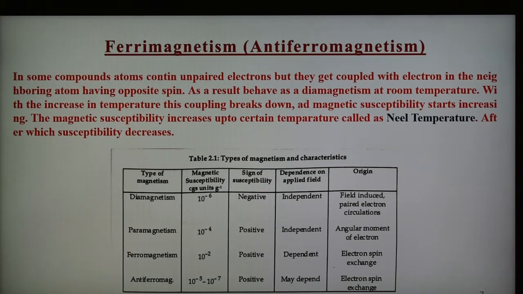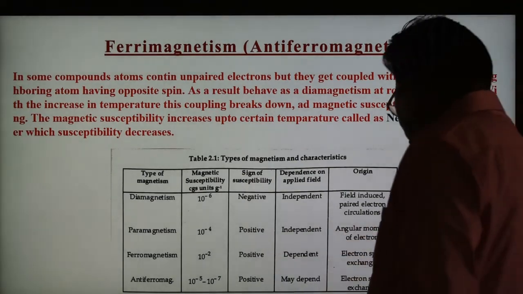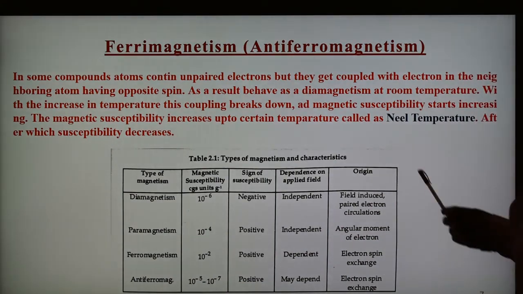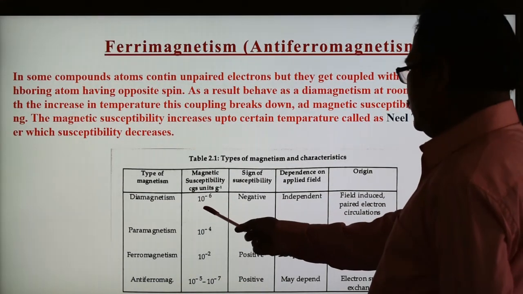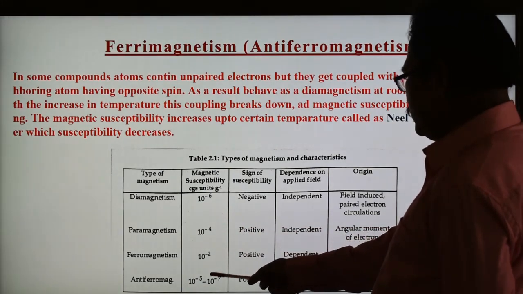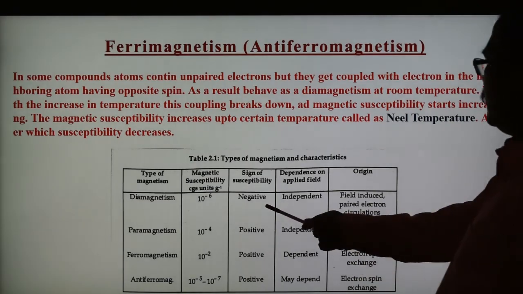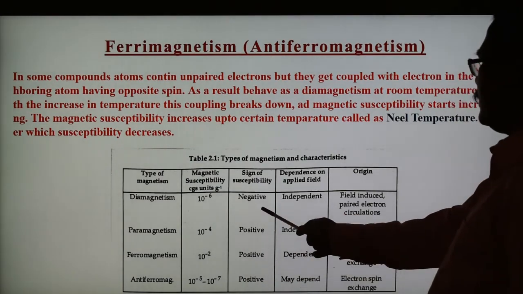The effect of temperature is also there on the magnetic susceptibility for the different substances, and a table is given for the comparison of these magnetic properties. This table shows the four types of material: diamagnetic, paramagnetic, ferromagnetic, and antiferromagnetic. Their magnetic susceptibility values are given as 10 to the minus 6, 10 to the minus 4, 10 to the minus 2, and here between minus 5 to minus 7. The susceptibility value is negative for the first and positive for the others. Only the first is negative.